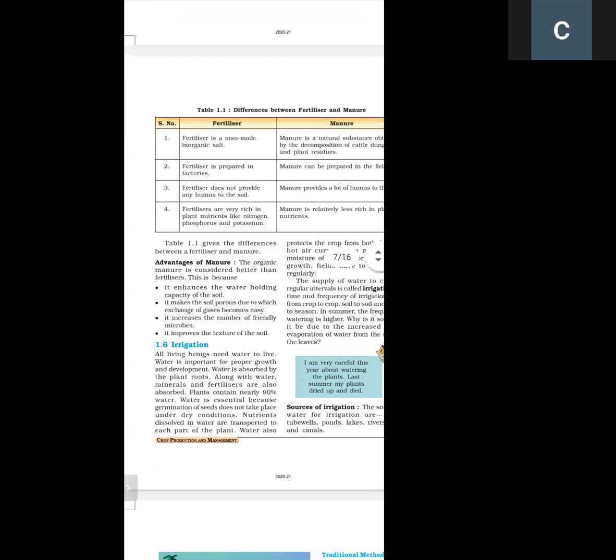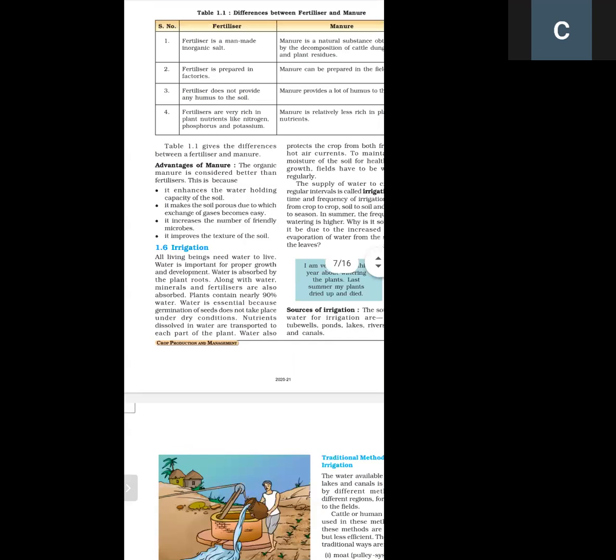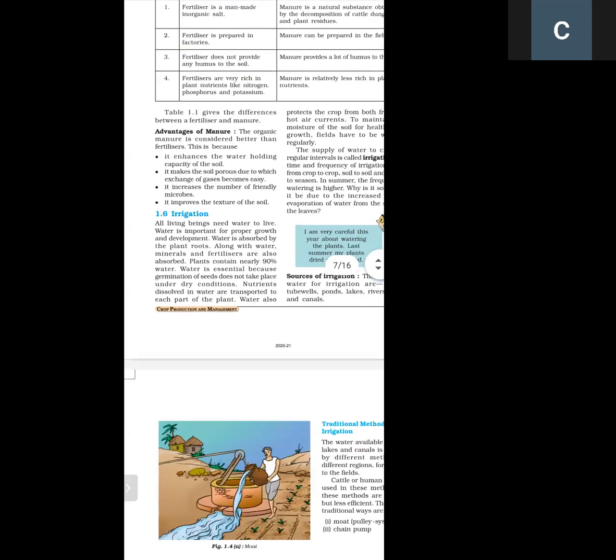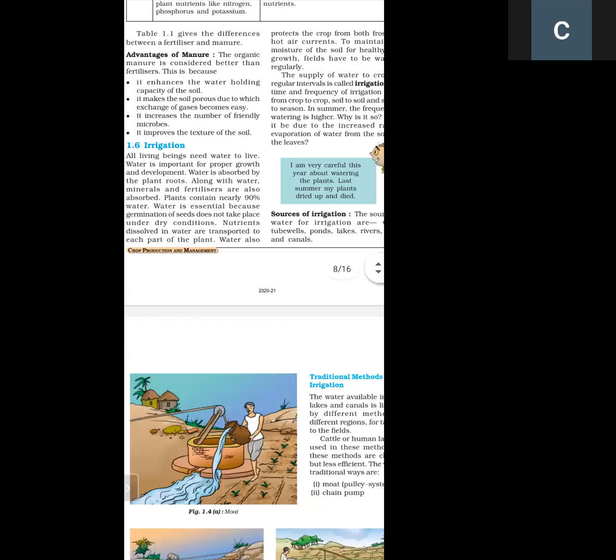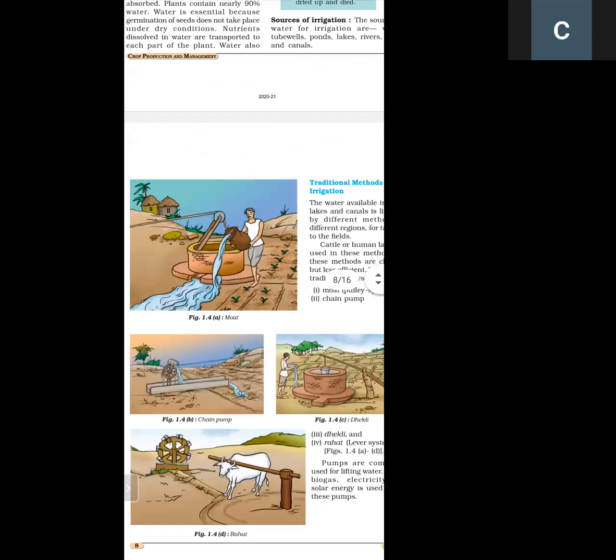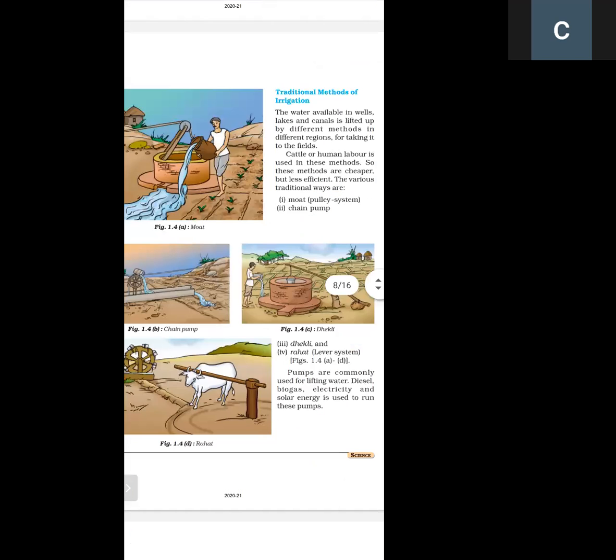And next we study irrigation. The process of watering the crop is called irrigation. There are two methods of irrigation. First is the traditional method and second is the modern method. In the traditional method, we have four methods. First is Mode, second is chain pump, third is Dekli, and fourth is Rahat.